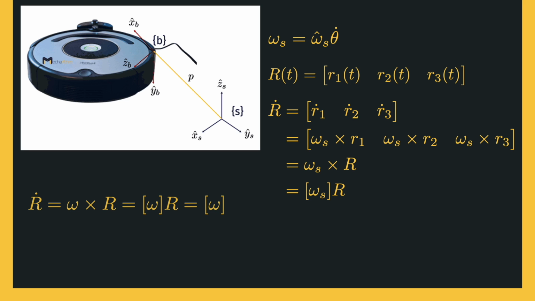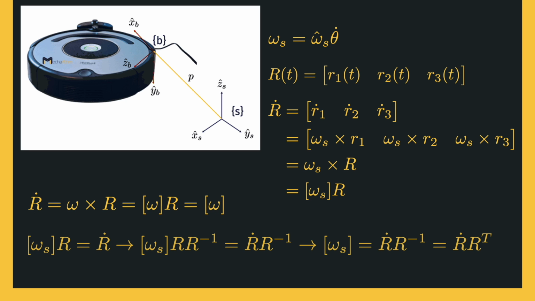With this definition, we can now write the angular velocity vector in the S frame as this equation. So bracket omega S is R dot times R transpose. From the rotation matrices lesson, we know that the inverse of a rotation matrix is the same as its transpose. So R inverse is equal to R transpose, and thus we can write this equation. Now we want to find the angular velocity vector in the body frame coordinates. Note that omega S and omega B are two different representations of the same angular velocity omega.